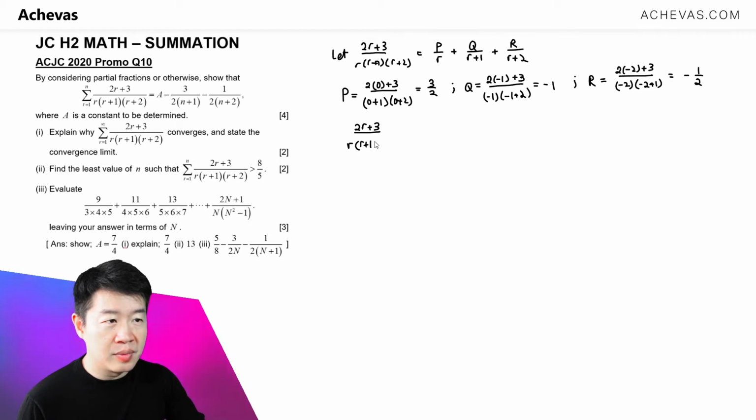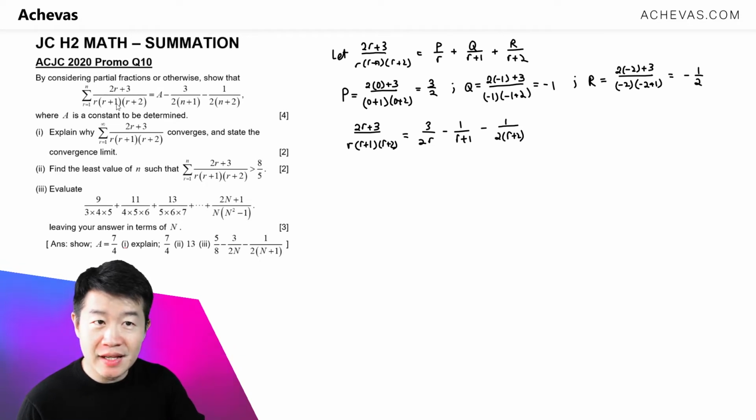which means that this 2r plus 3 over (r plus 1)(r plus 2), you can see that it is going to be written as 3 over 2r. Q is minus 1, so minus 1 over r plus 1, and r is minus half, so minus 1 over 2 of r plus 2. And we're going to be replacing this in the summation notation with this.